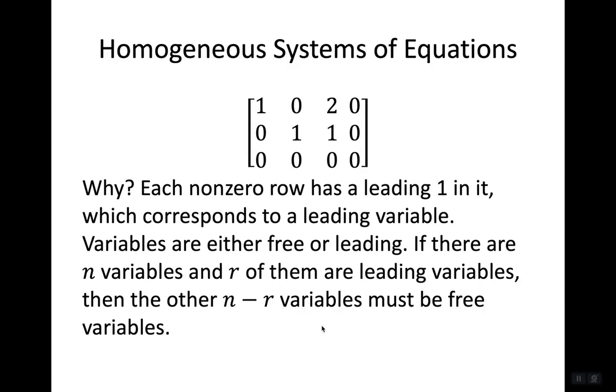Why? Well, each non-zero row has a leading 1 in it, which corresponds to a leading variable. So in this case, x and y are leading variables. Variables are either free or leading. If there are n variables and r of them are leading variables, then the other n minus r variables must be free variables. So if these are leading variables, then everything else, in this case z, has to be a free variable.